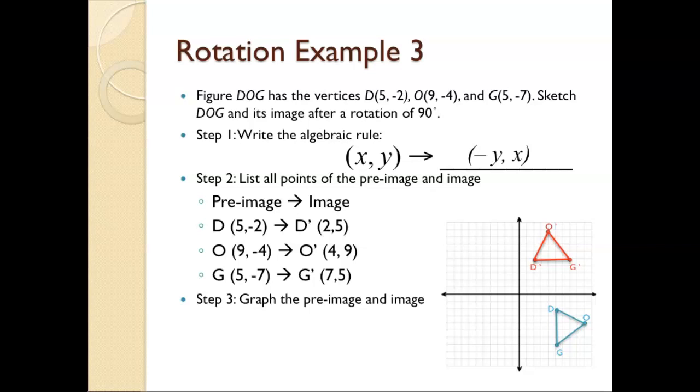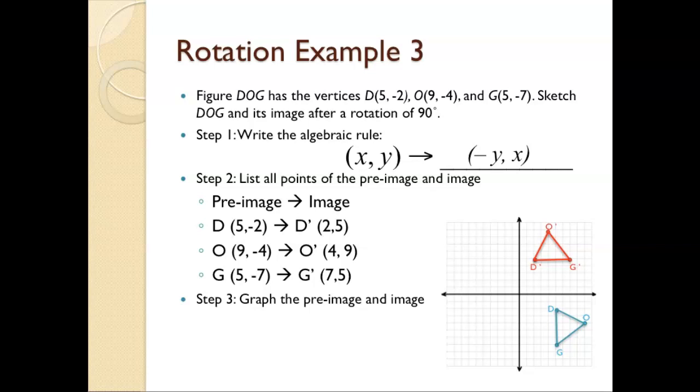You can imagine if this blue figure were attached to the origin by a string, and you simply rotated around the origin along with that string 90 degrees counterclockwise, and you would end up with that red figure.